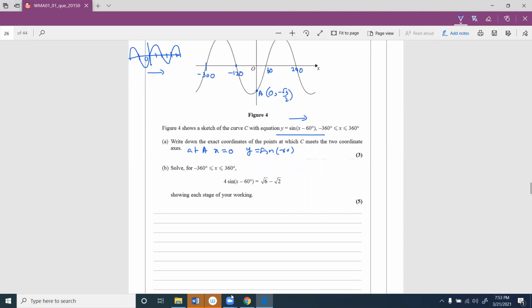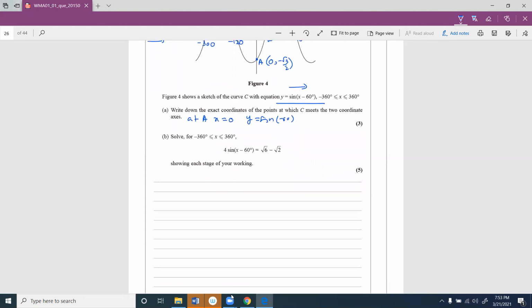Show each stage of your working. Let's see how to do this question. This is not a hard question. So you can say this is sine (x minus 60). I can bring this 4 to the other side: root 6 minus root 2. Then you can write x minus 60. This is an easier way of doing this.